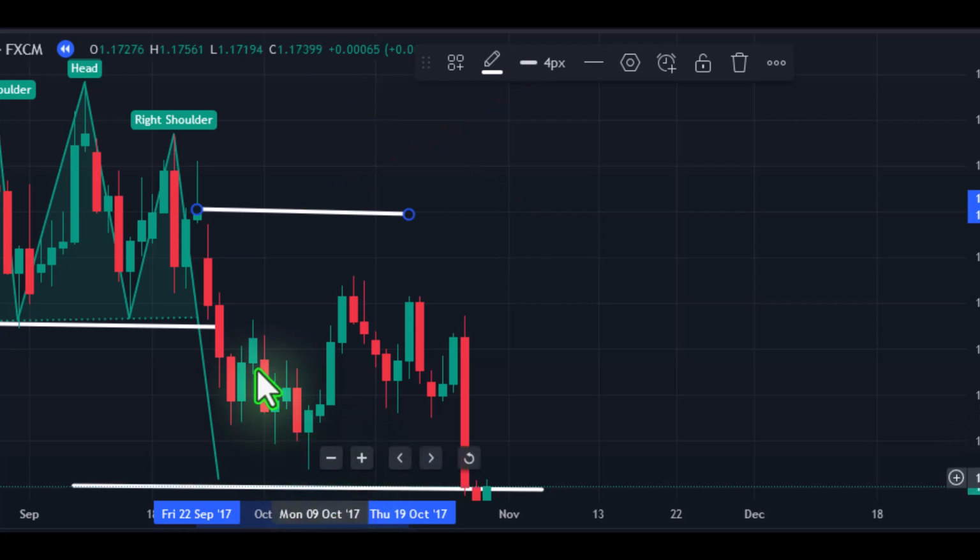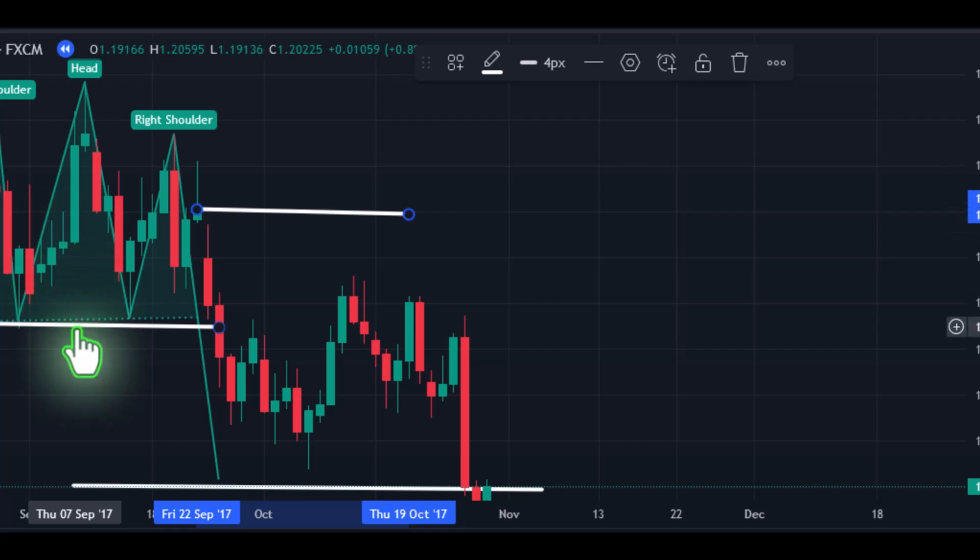So after the entry, how do you get your target? You measure from here to here, and you measure the same distance down to this point. That is how you get your target.